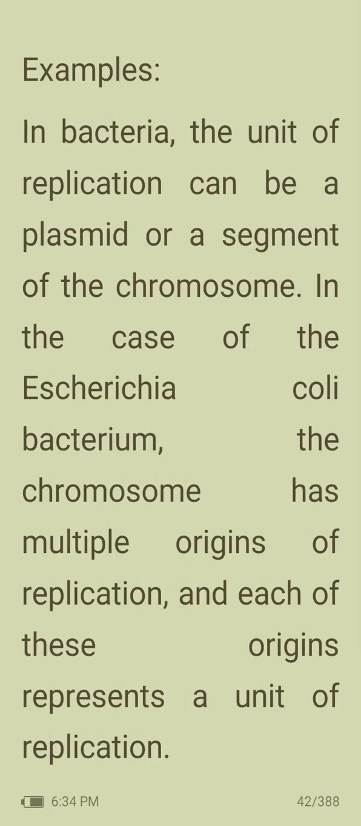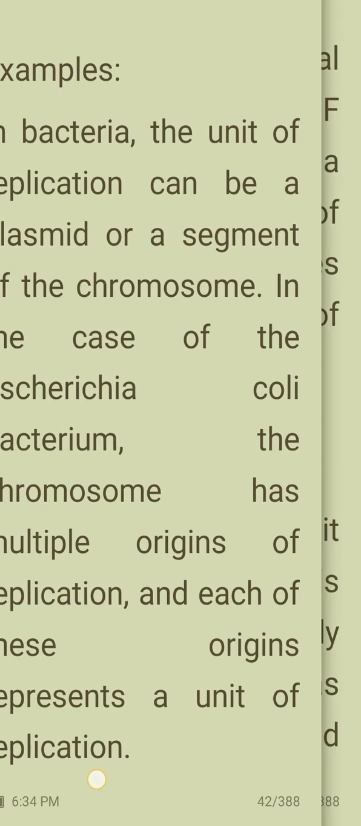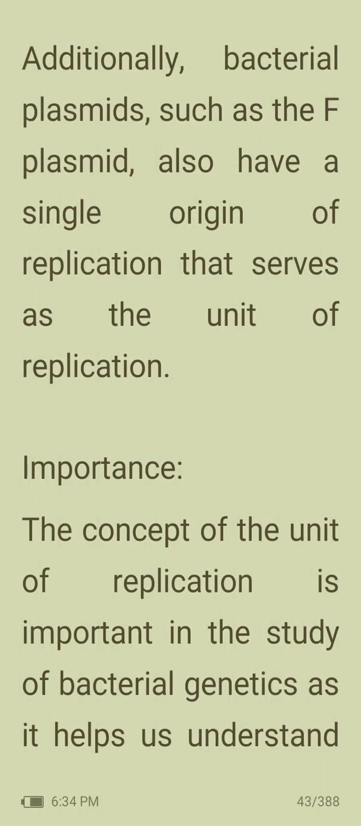For example, in bacteria, the unit of replication can be a plasmid or a segment of the chromosome. In the case of Escherichia coli bacterium, the chromosome has multiple origins of replication, and each of these origins represents a unit of replication. Additionally, bacterial plasmids such as the F plasmid also have a single origin of replication that serves as the unit of replication.